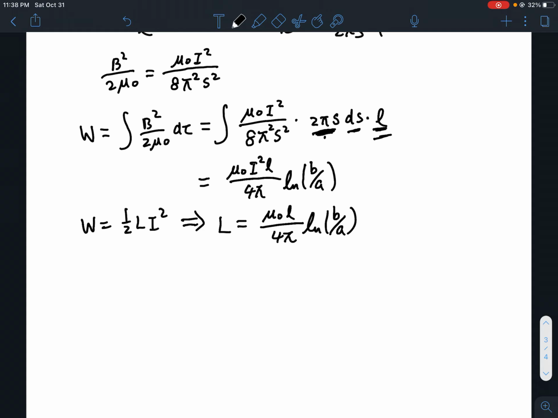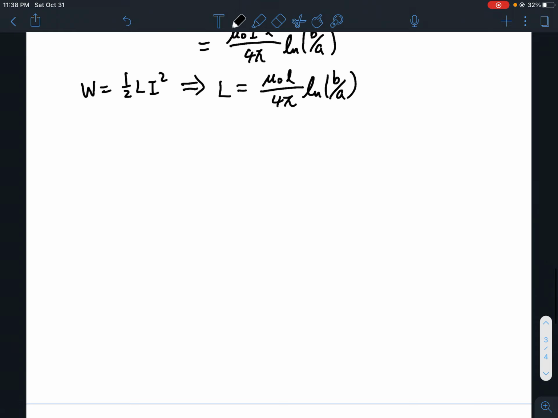So this is, for example, just to show you how we can use it to calculate the amount of energy that is stored in the magnetic field.